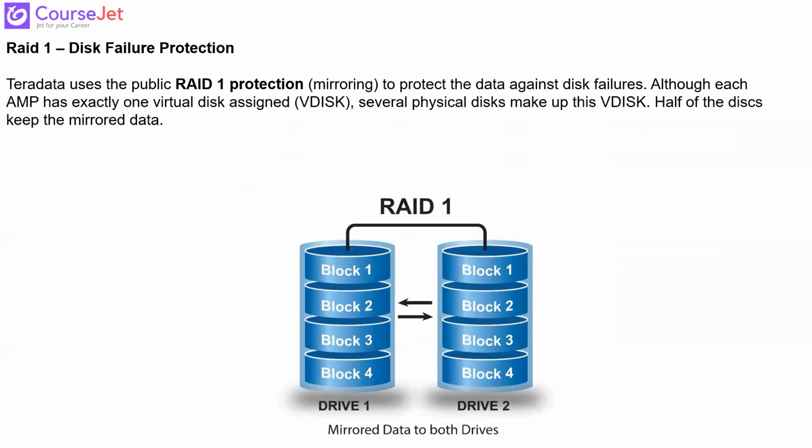So the next one is disk failure protection. What will happen when your drive goes down? In that case, Teradata uses RAID 1 protection, which is called mirroring, to protect the data against disk failure. Whenever disk drive one goes down, automatically drive two will be utilized. And Teradata will have an automated ticket and they will change the drive. Again, this is for disk failures.